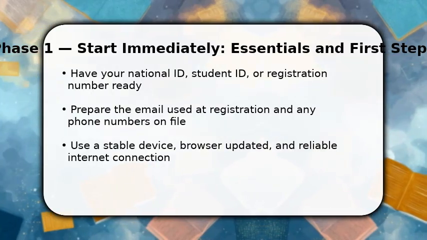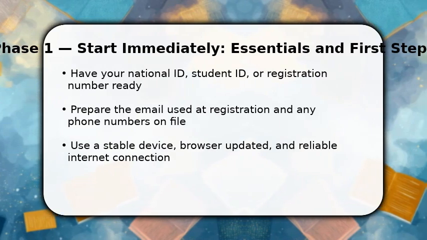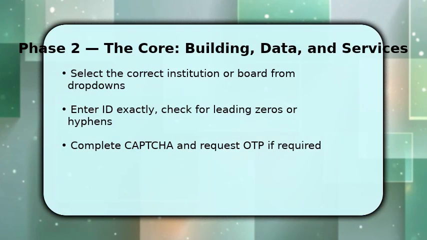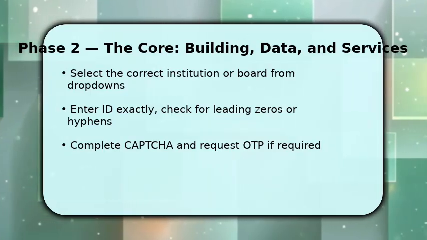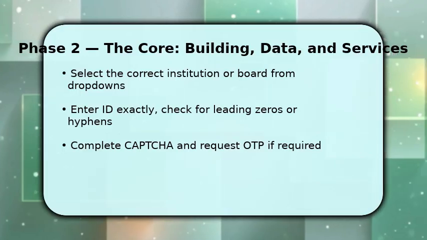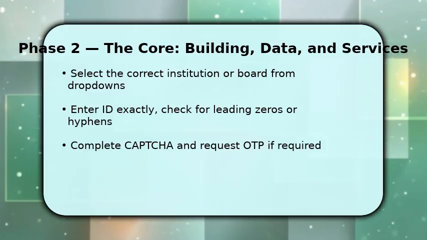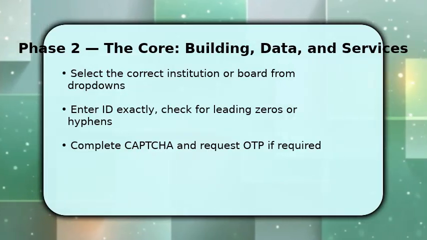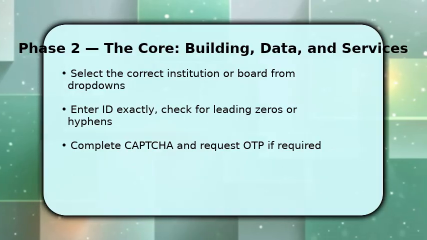Now, navigate to the portal's login or lookup page and keep your ID on screen. You'll need to paste it accurately. You now interact with the lookup tool. Choose your institution from any drop-down because selection filters results and avoids cross-institution mismatches. Enter your ID character for character. Leading zeros or hyphens matter, so don't guess.